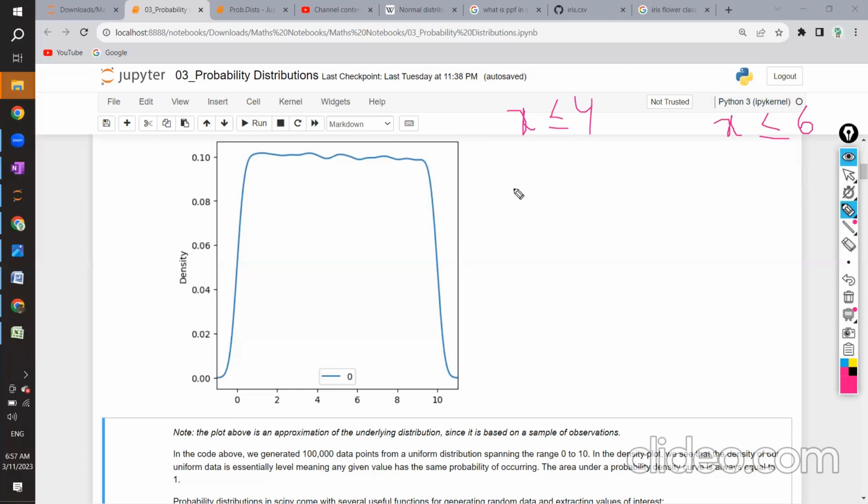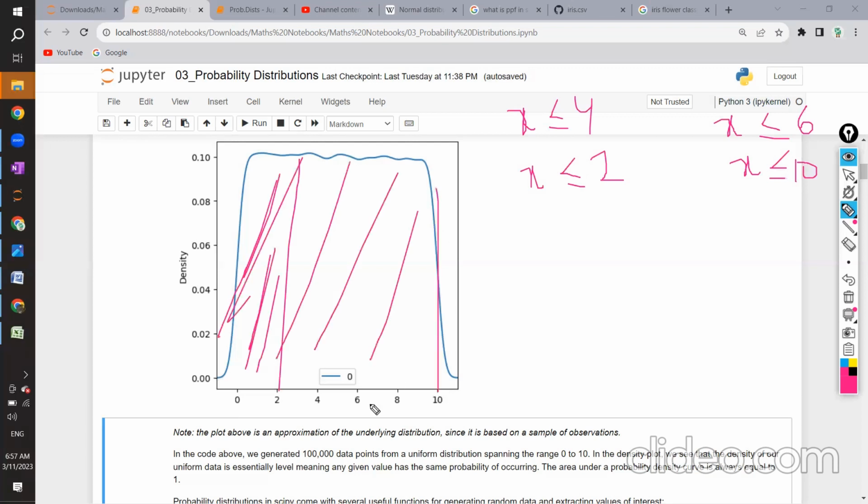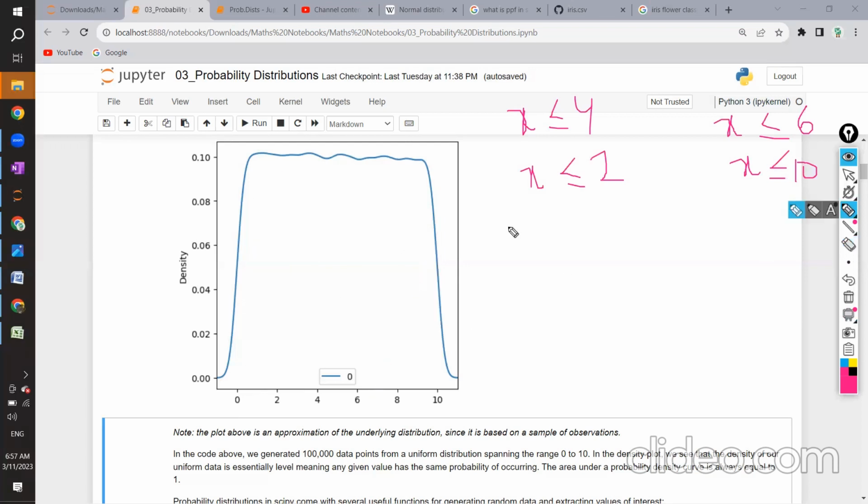If I ask for 2, it will give x less than or equal to 2. Agree? If I ask for 10, it will give x less than or equal to 10. If I ask for 2, it will give you this area. If I ask for 10, it will give you the whole area. But my point is, how can I get only between x less than or equal to 10 but also greater than or equal to 2? I want only this area. Can someone think of it?